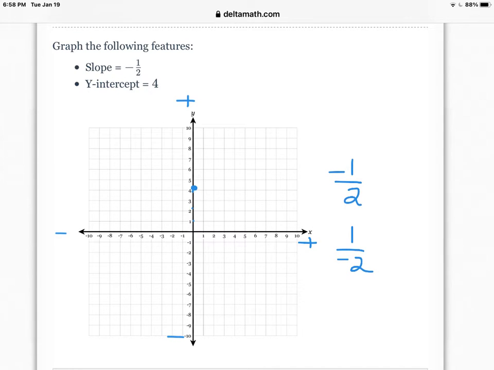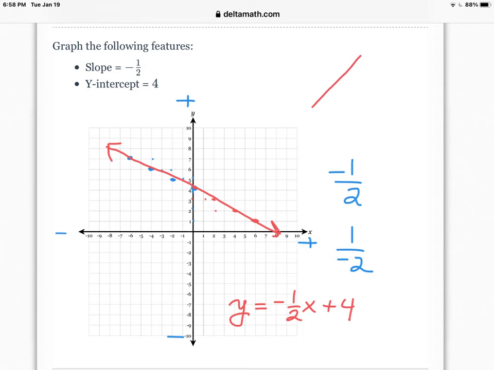So from that 4, I could go up 1 and 2 to the left, up 1 and 2 to the left, up 1 and 2 to the left, and we can start to see what that line looks like. Or if I go back to that 4, I could go down 1 and 2 to the right, down 1, 2 to the right, down 1, 2 to the right. And you notice all of those points lie on the same line. They are collinear, we like to say in geometry. Our equation there would be y equals the slope, negative 1/2 x plus 4.